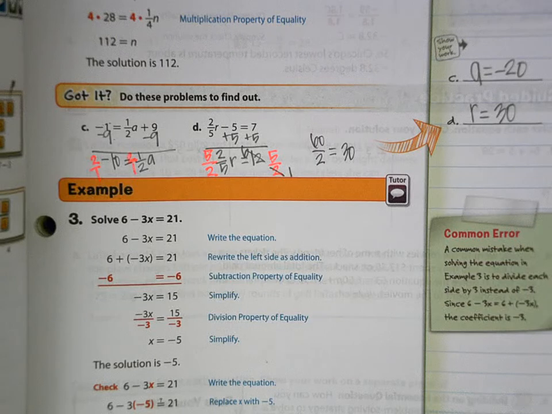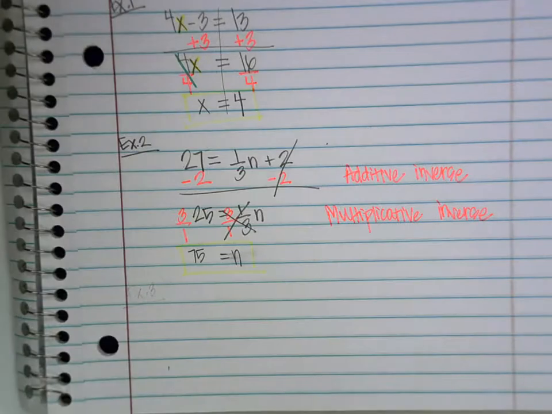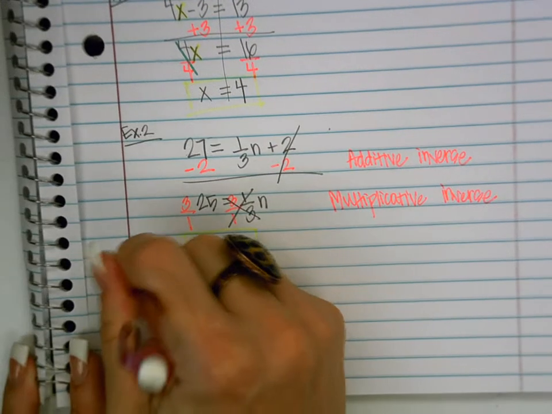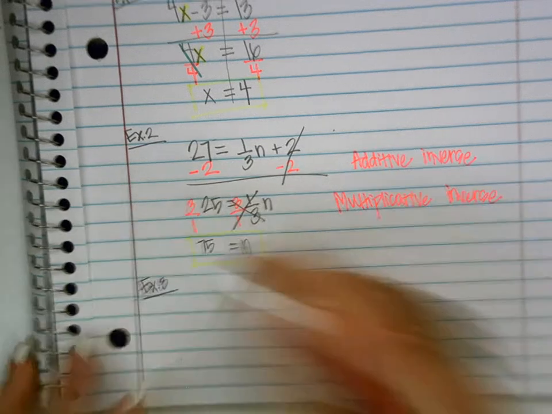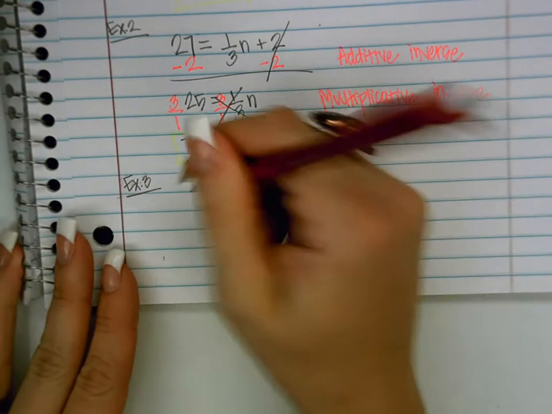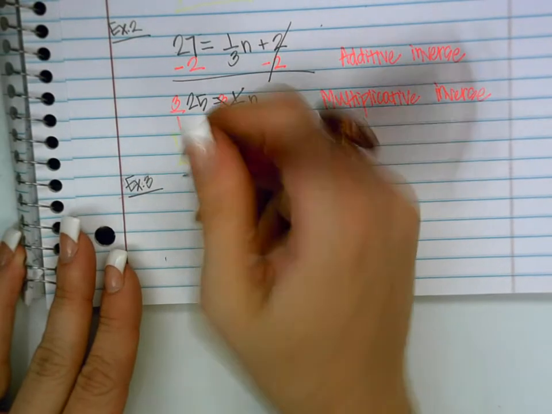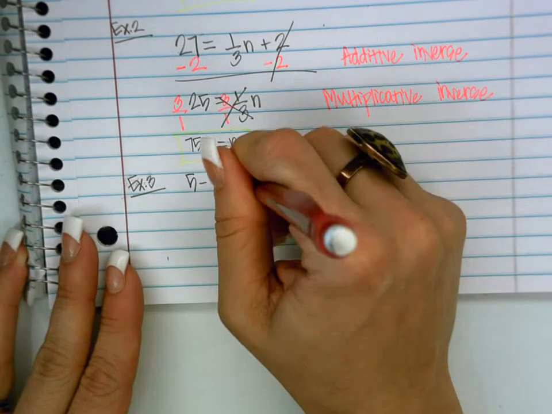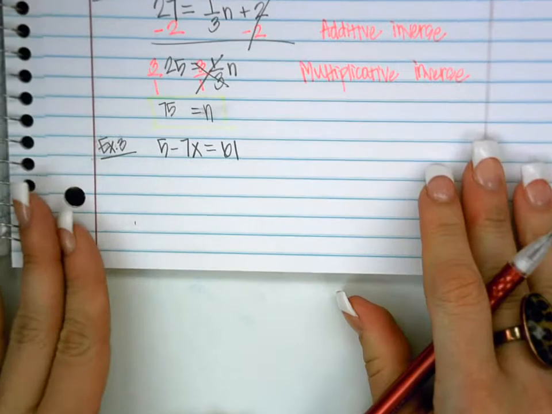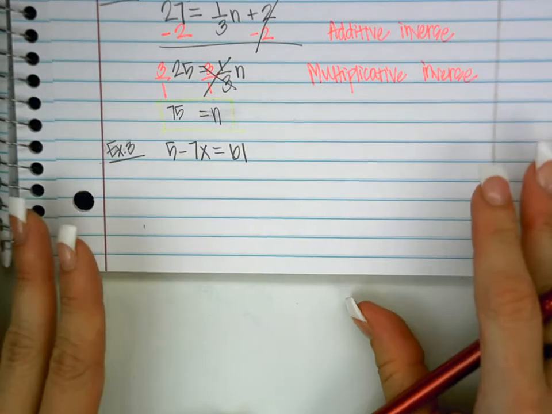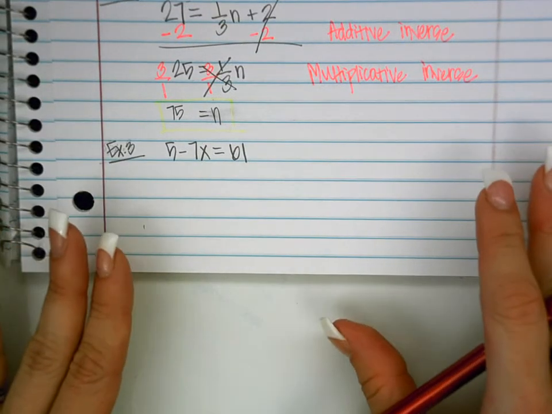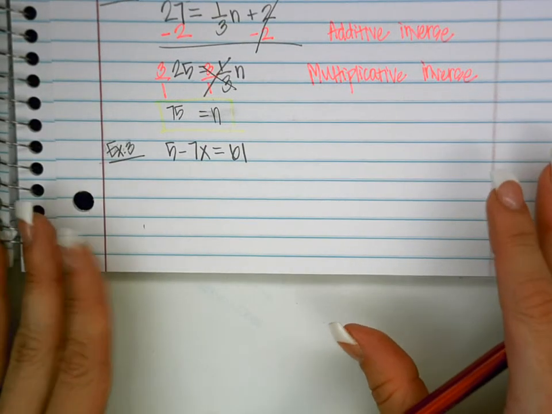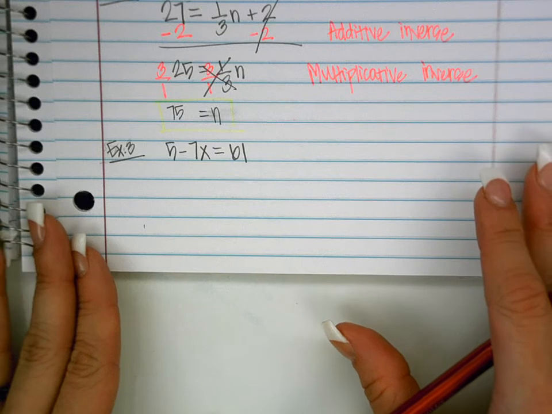Okay, let's look on to the next type of question. I don't know why I erased this just a minute ago. But the next type of question is example number 3. I would like you to solve 5 minus 7x equals 61.